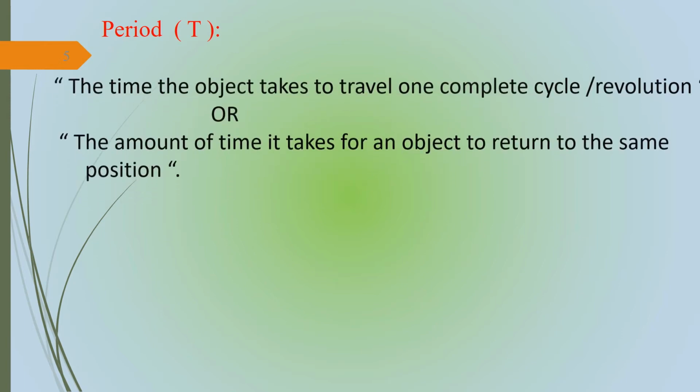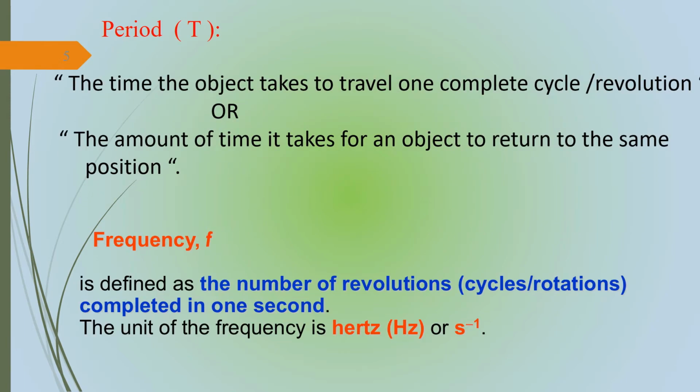Physical quantities that relate to time in circular motion. We have two physical quantities here, period and frequency. The period is the time the object takes to travel one complete cycle or revolution, or the amount of time it takes for an object to return to the same position. The symbol used for period is T and the unit is the second, because it is a unit of time.